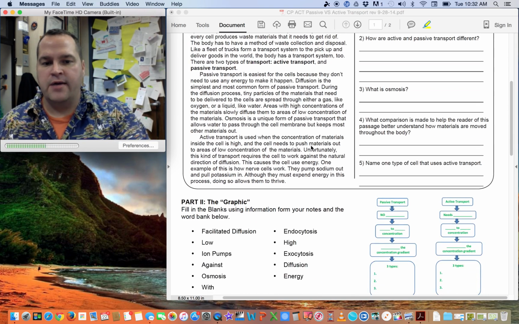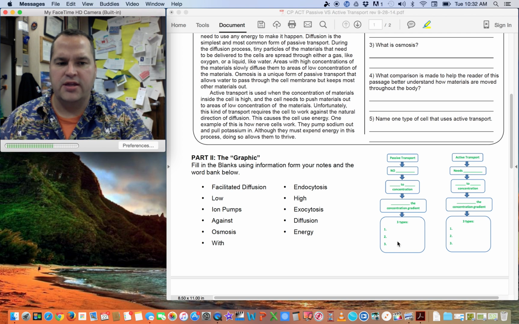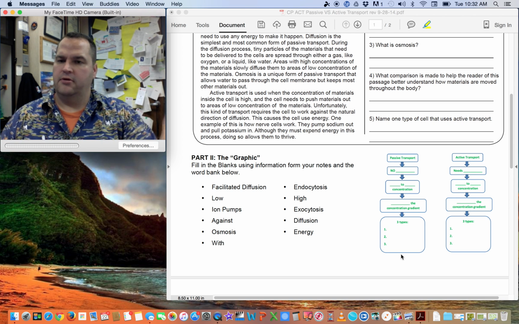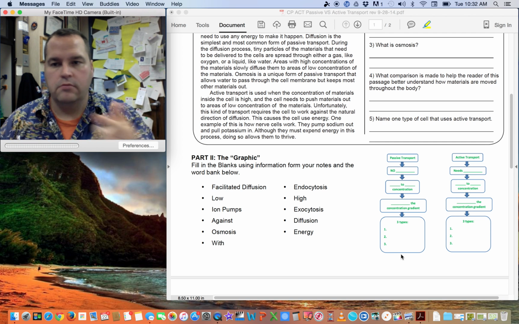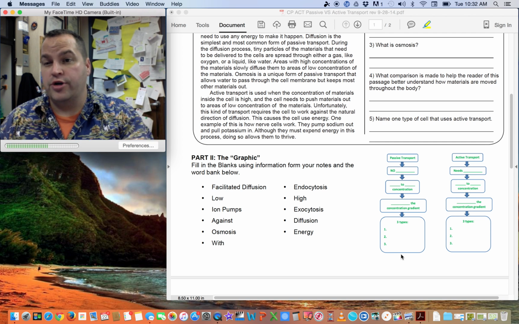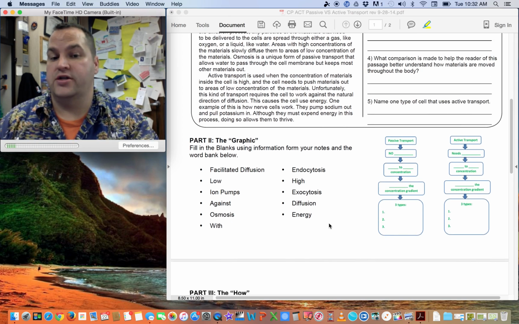Okay. The second part is simply a graphic. All you're going to be doing is taking these words and putting them in the correct box. One quick note here: the reading will help you with that, right? So will your notes, and you're welcome to use your notes. You're welcome to use the notes you just took along with your notes on passive transport.